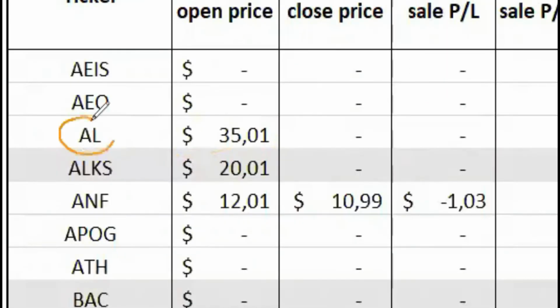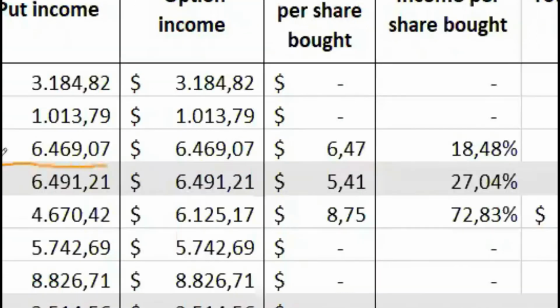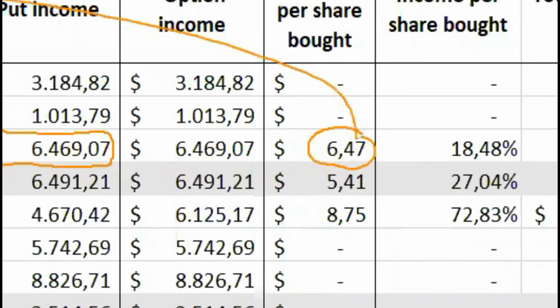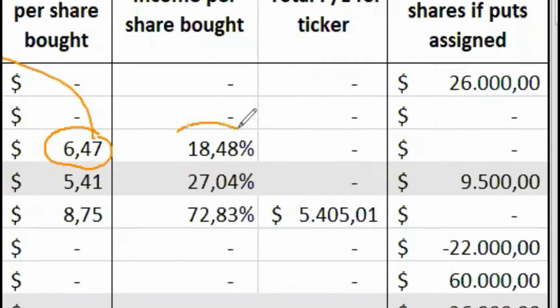Another example, AL. We paid 35.01 for this stock. It was put to us at 35. The .01 is because of the commissions. We got put income before the shares were put to us, and the amount per share that we got was 6.47 on an investment of $35, which means 18.48%. We don't currently own any put position on this stock.